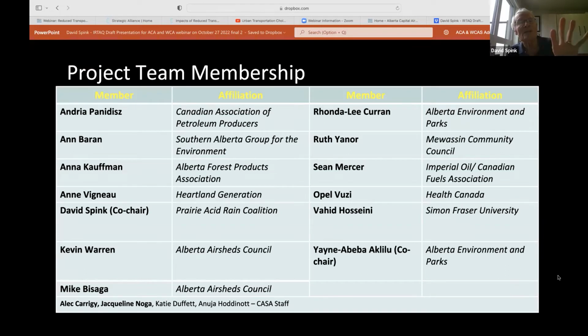And this was the project team membership. We had good representation. Highlighting the lower left-hand side, we had two folks from the Alberta Airsheds Council, Kevin Warren and Mike Bisaga, some Alberta Environment folks, Health Canada, an academic who's very involved with transportation and transportation emissions from Simon Fraser University, and industry folks, CAPP, Canadian Fuels, Forest Products, and so on. And it really was a good team, and we had lots of work to do, but we had fun doing it, which is sort of a characteristic of CASA projects.